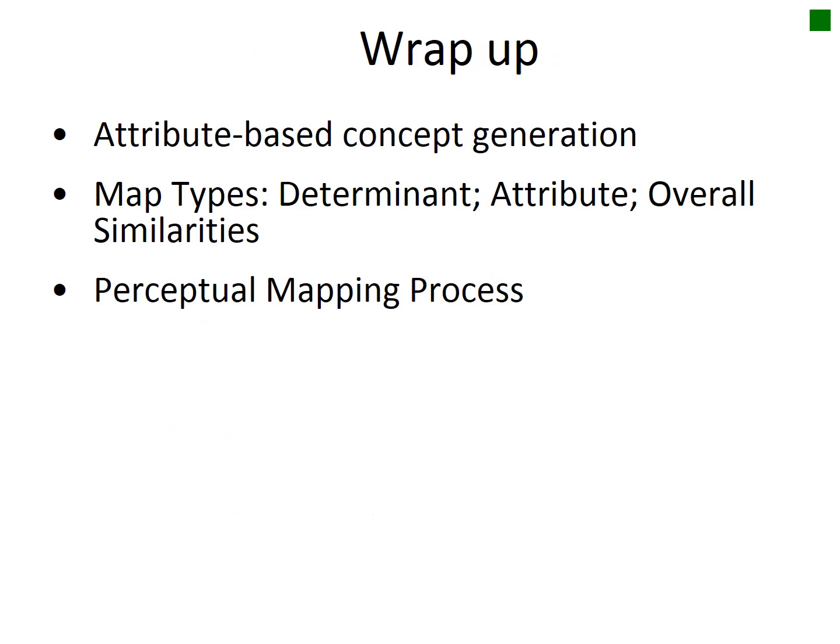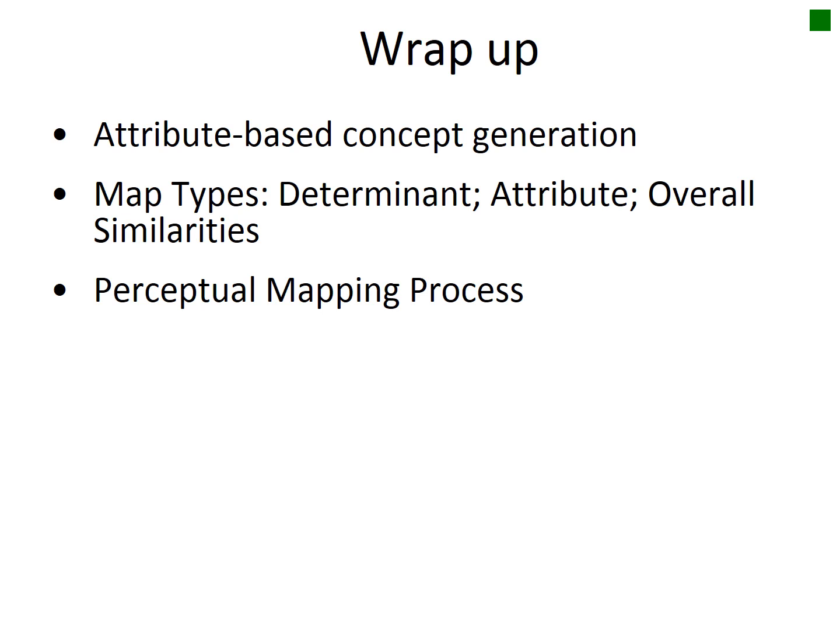Okay, so to wrap up then, this segment deals with this idea of perceptual maps, the idea that we can use attributes, which may be features or functions or benefits of the product itself, to be able to create new products and new product ideas. We have different types of perceptual maps that exist. We talked about determinant gap maps, attribute rating maps, and then overall similarities maps.